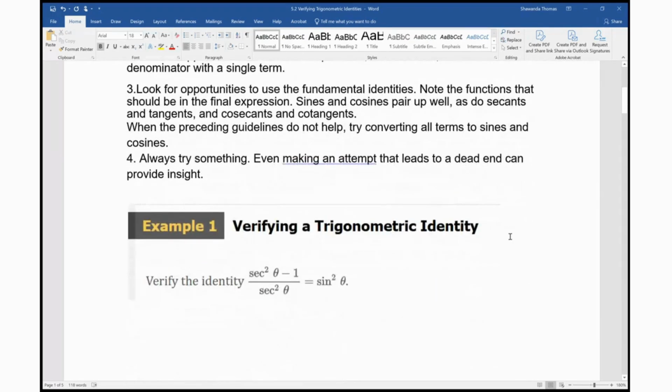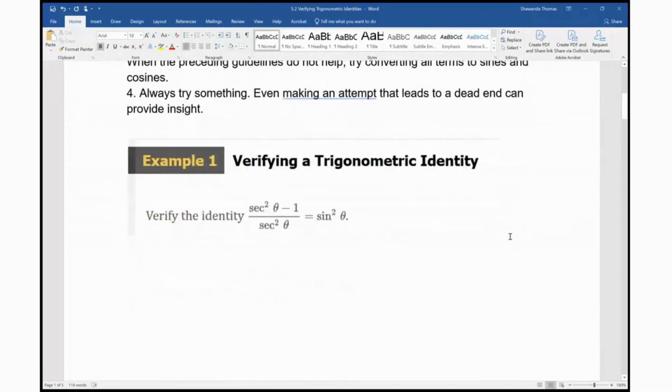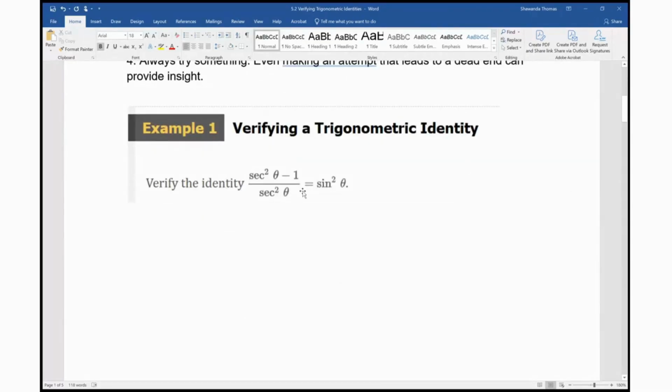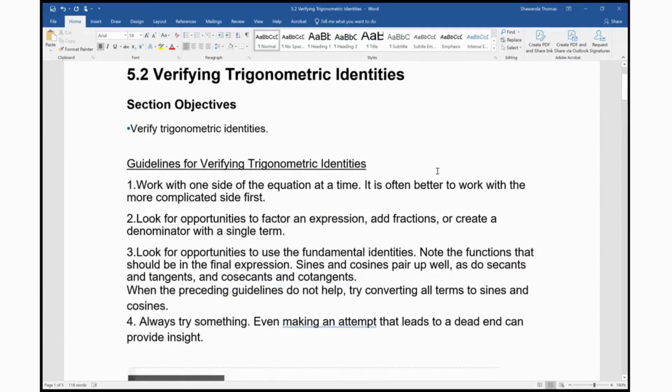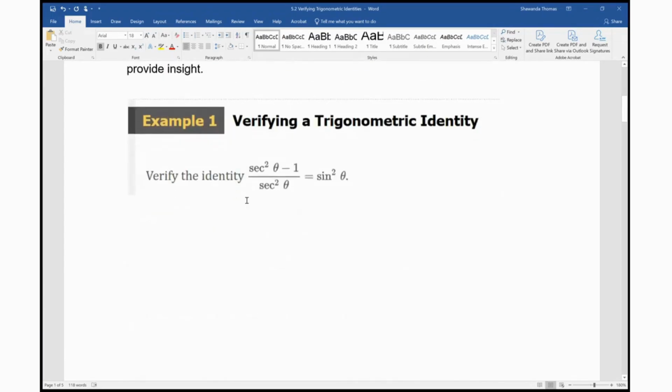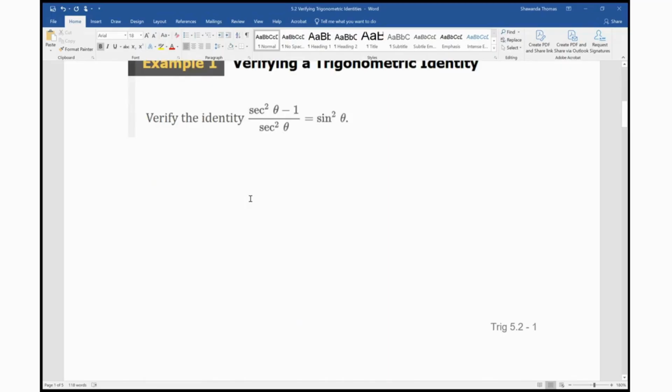So when it says we need to verify the identity, we want to prove that the left hand side equals the right hand side or the right hand side equals the left hand side. So one of the guidelines is it is better to work with the more complicated side first. That's number one. So which side looks like the more complicated side to you? The left hand side or the right hand side? The left. Definitely the left side.